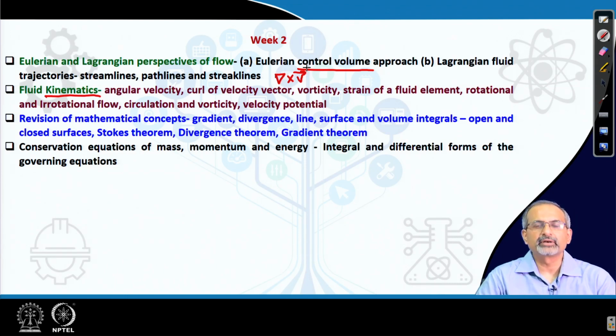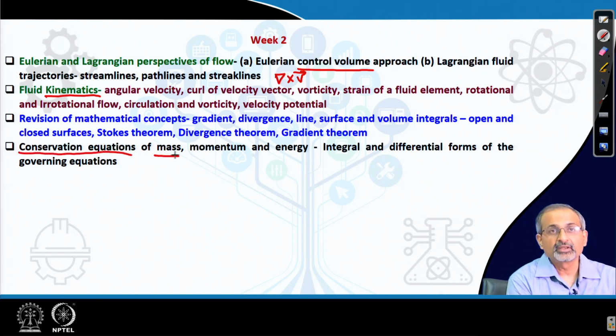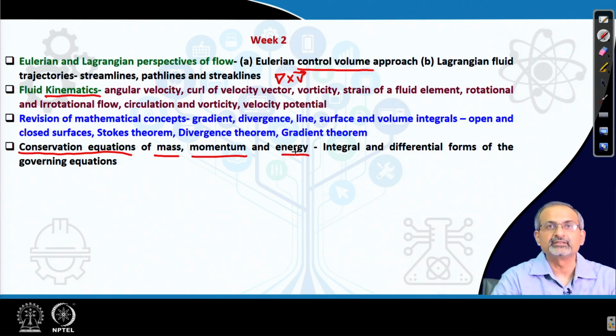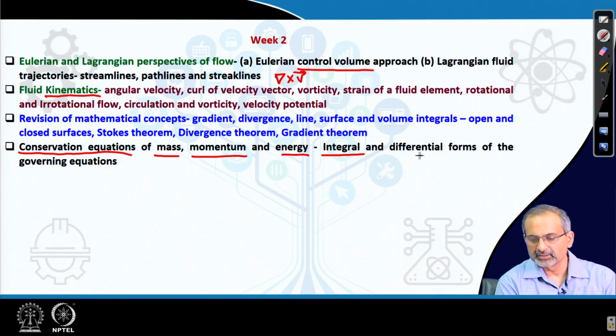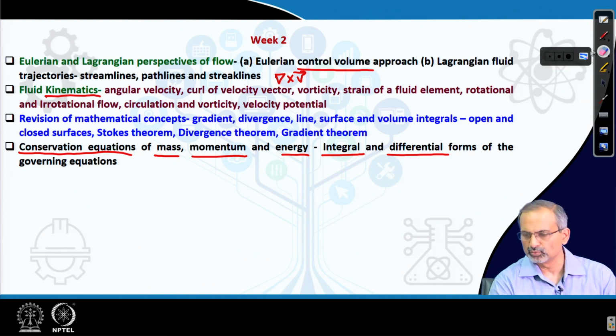We discussed gradient, divergence, line, surface and volume integrals, and as they apply to open and closed surfaces. We discussed the very important Stokes, divergence and gradient theorems, which are very widely used in fluid dynamics. Then we moved on to the very important conservation equations encompassing mass, momentum and energy, and we learned to derive them and apply them both in integral and differential forms. So these were the main things we did in week 2.